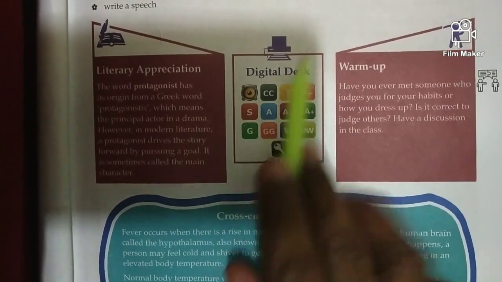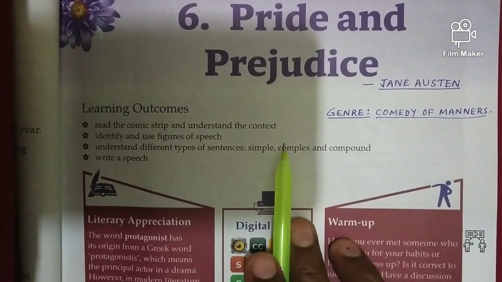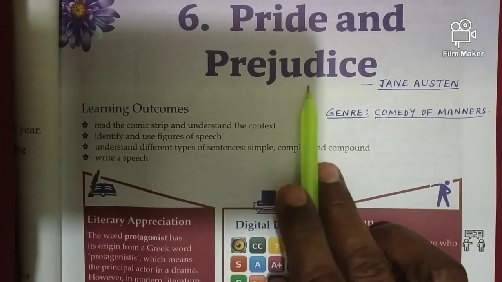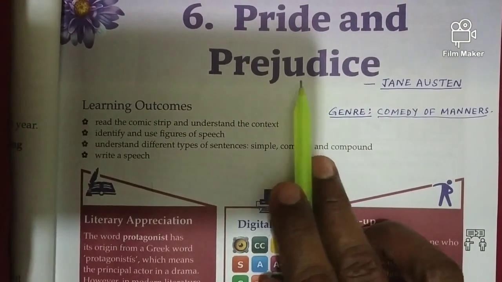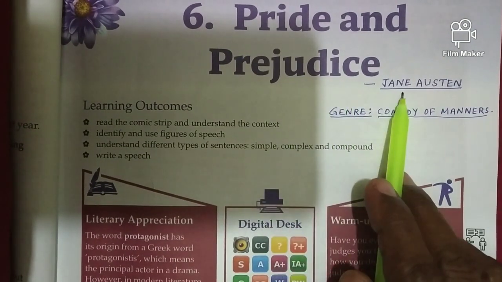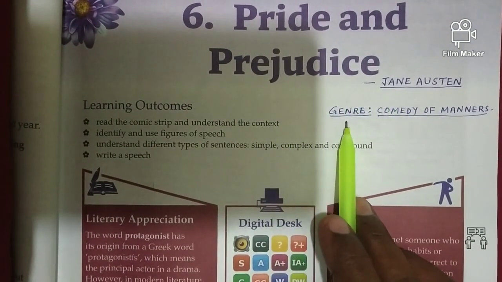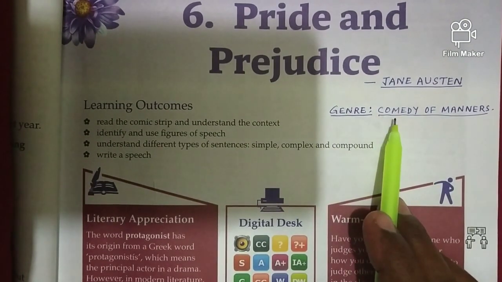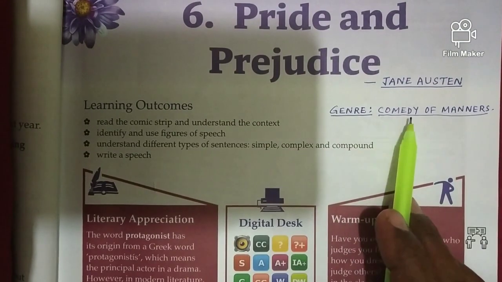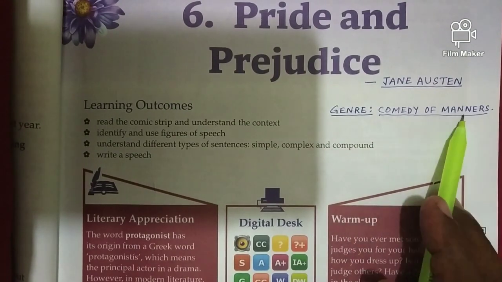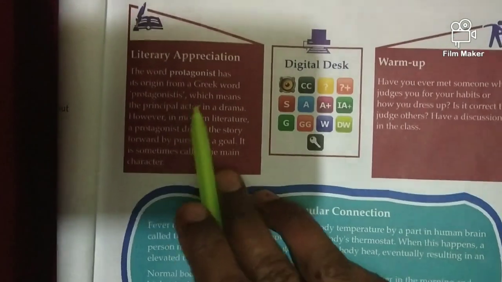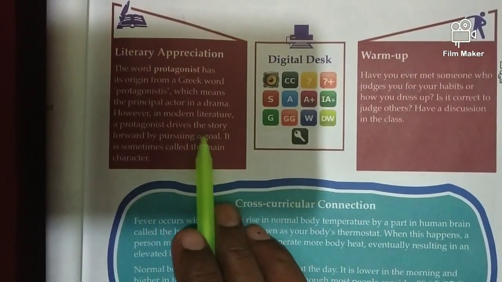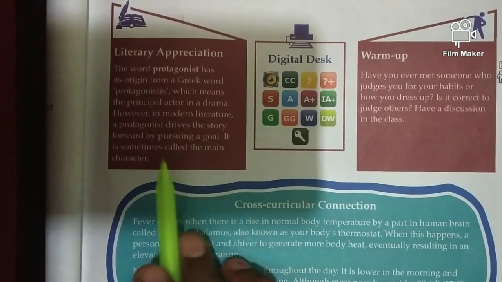The first question: from where is this extract or story taken? From the original novel, Pride and Prejudice. Who is the author or the writer? Jane Austen. To which genre does the story fall? The genre is comedy, and in comedy, it is comedy of manners. Who is the protagonist? It comes in literary appreciation. Protagonist is the main character in a story, drama, novel, etc.